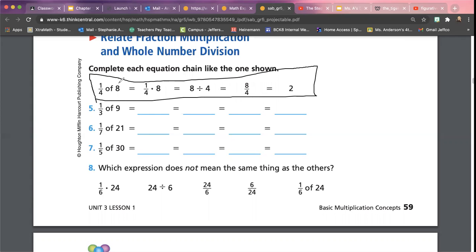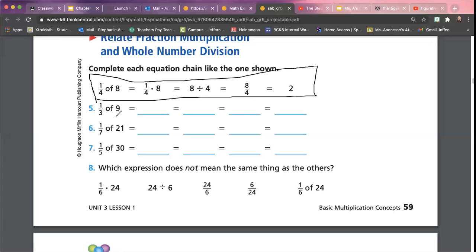And then they ask you how many different ways can you show it? Well, I know that 1/4 of 8 is the same as 1/4 times 8. I know that's the same as 8 divided by 4, which we talked about. I know that's the same as 8/4, because you guys know a fraction is the same as division. And then I know that answer is 2.